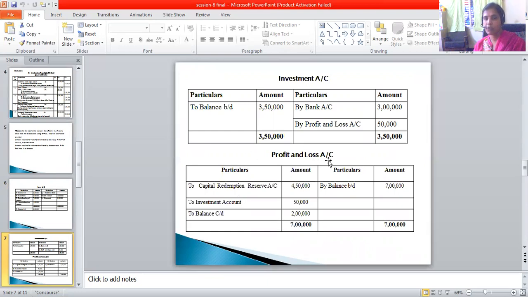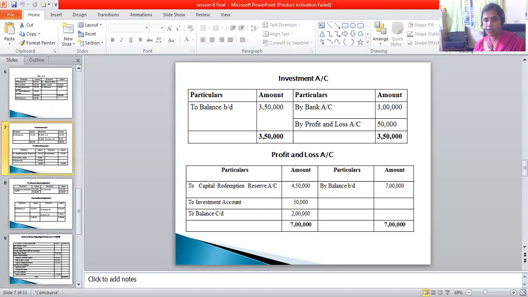So next is the profit and loss account. So by balance brought down is 7 lakh and the capital redemption reserve. So it was very clearly told in the problem that the organization wants to keep intact 2 lakh rupees. So the balance that they want to carry forward is 2 lakhs. This is pre-decided. And the investments which are sold have incurred a loss of 50,000. So capital redemption reserve account is 4,50,000. This is the amount that will be utilized to pay towards the redemption of the preference shares.